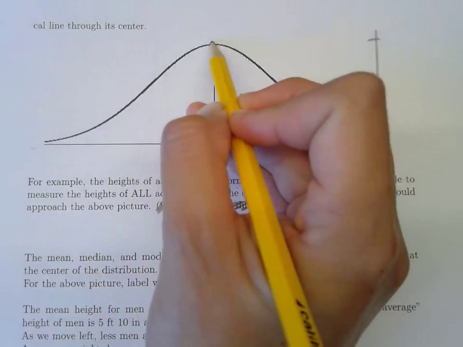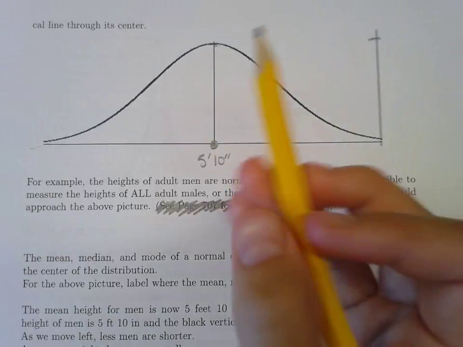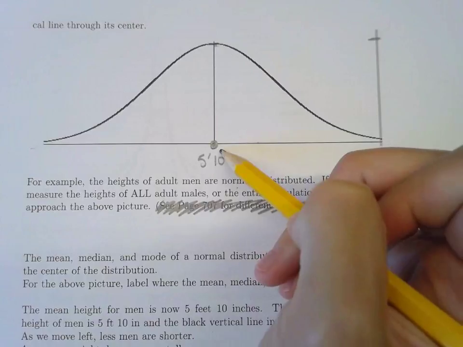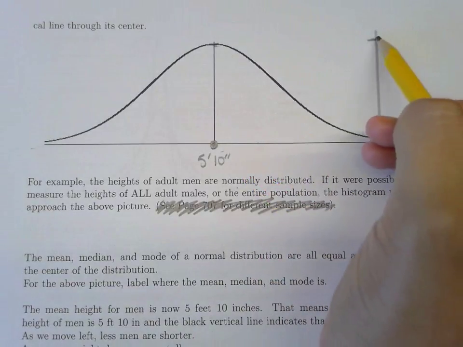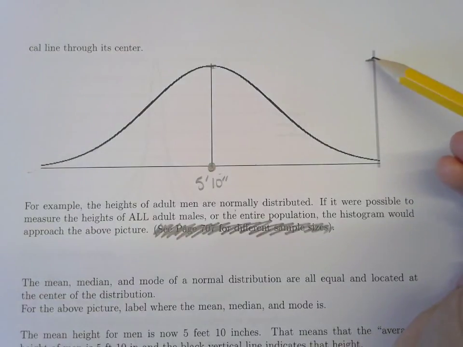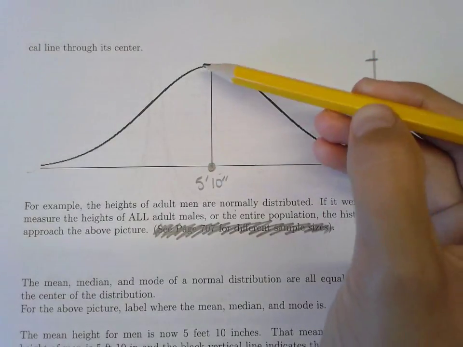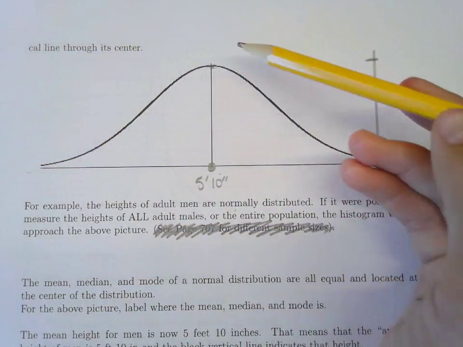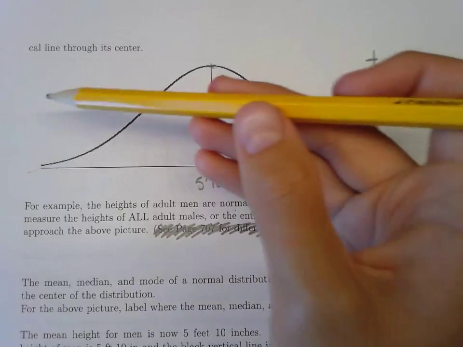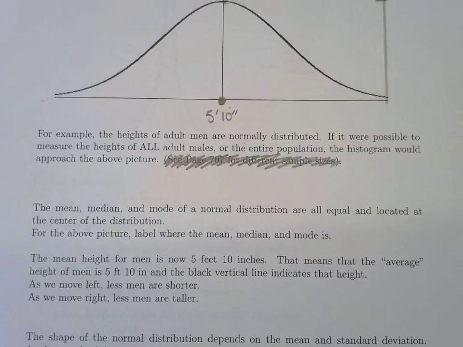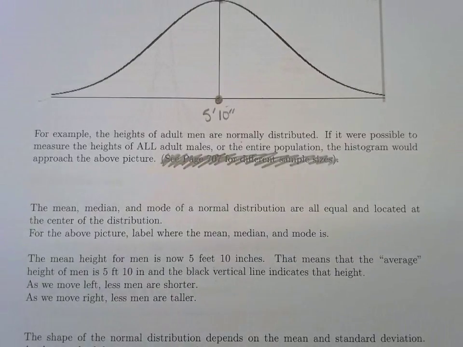That means most of these men, remember the mode is also here, occur at 5 feet 10 inches. We're measuring all adult men, so this would be in the millions. Millions of men are 5 feet 10 inches. We could not actually measure all adult men, but this is the picture if we could. It says as we move left, fewer men are shorter. As we move right, fewer men are taller.